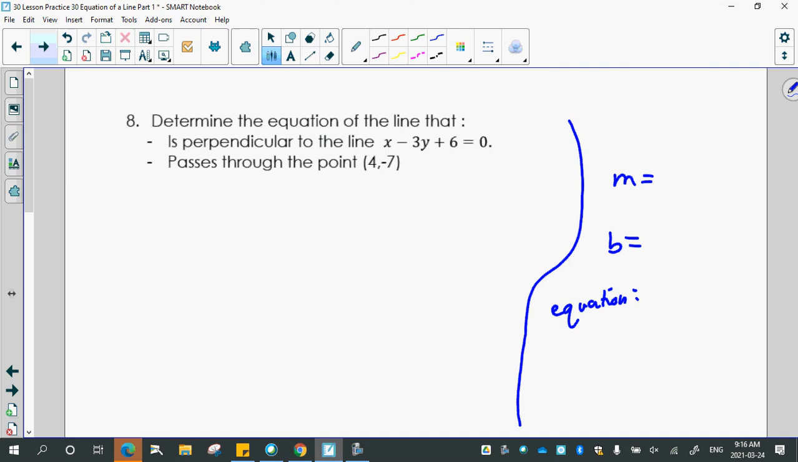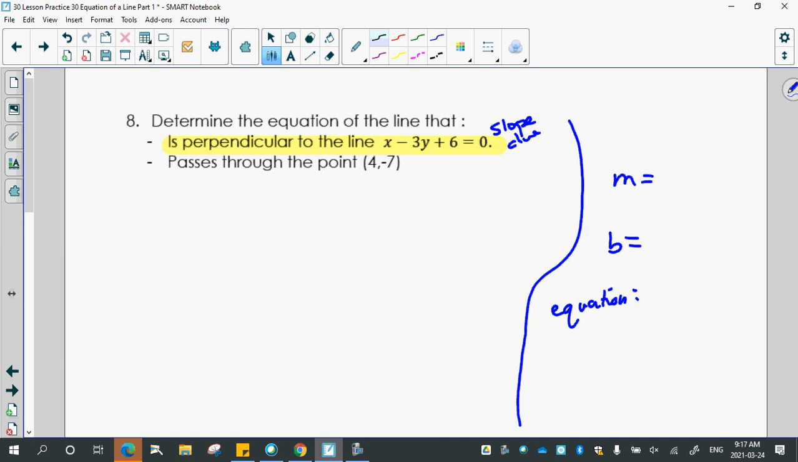Anyone got an idea of what clue they would use to start with? Yep. We could rearrange the equation. So you're going to use this first clue first. And how's it going to help us? It's a slope clue, right? So if I know the slope of this line, I can flip it upside down and change the sign, and I'll have the slope of the line I want.